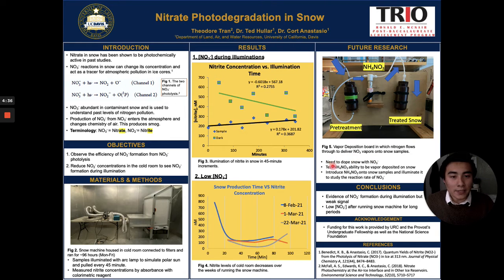What we need to do is test ammonium nitrate's ability to be vapor deposited on the snow first, and if that goes well, we will then illuminate it just as I've discussed before, and then study the reaction rate of nitrate.